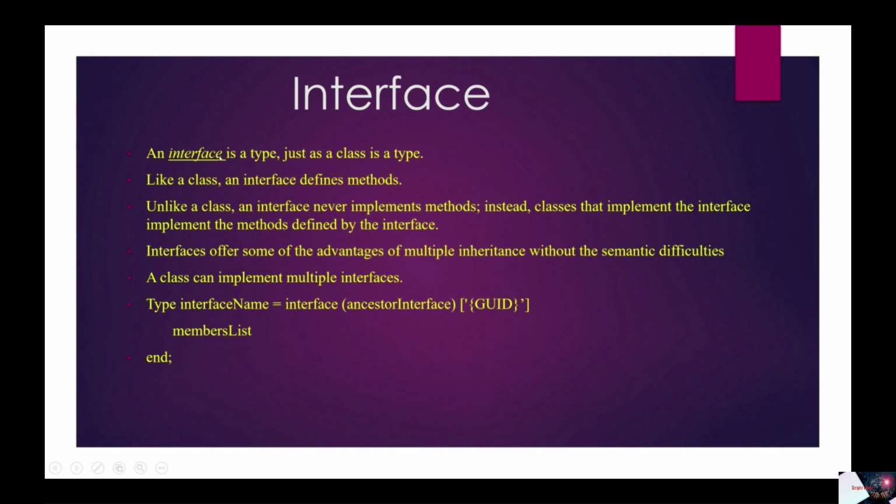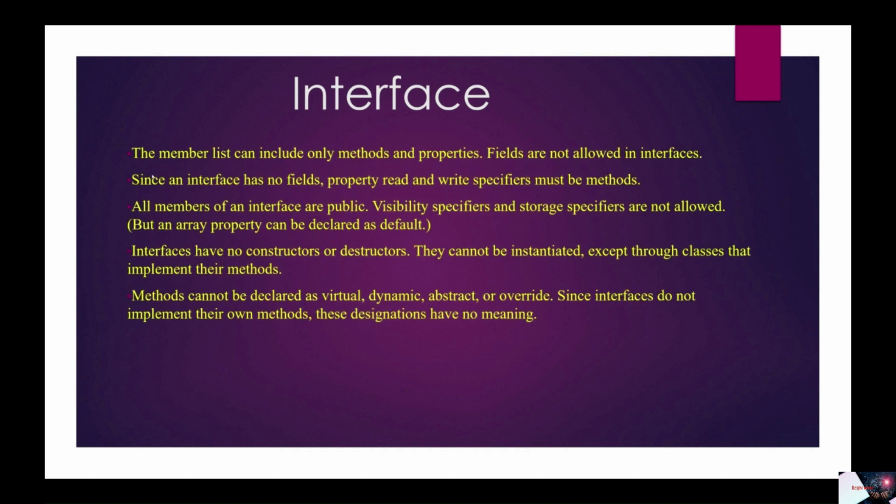So within the interface we can also inherit an interface, right? After that comes the GUID, the globally unique identifier, and we can declare the list of members here. All the members are procedures and methods, the function and procedure we can list down here. As we know, in an interface we cannot give the definition of those methods. Once we inherit that interface into a class, we can give the definition of those methods.